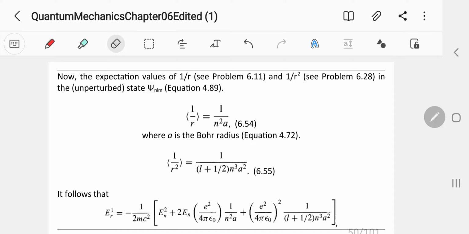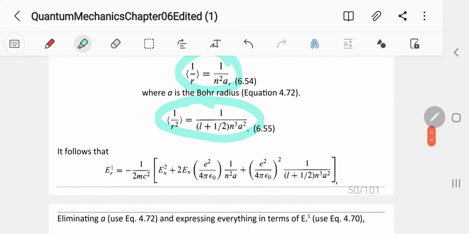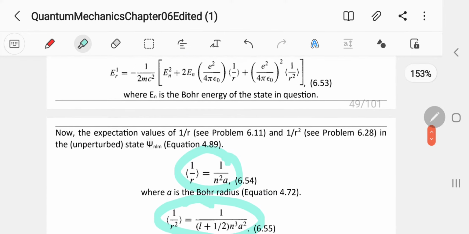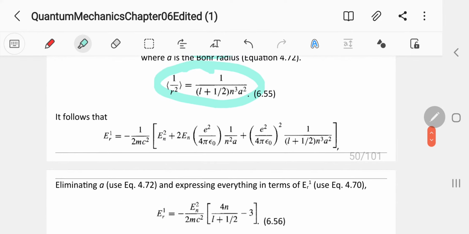So we'll now calculate the expectation value of 1/r. If we go to problem 6.11 and problem 6.28, their expectation values are given by this and this one for 1/r squared. Substituting them into equation 6.53 will give us this one here.